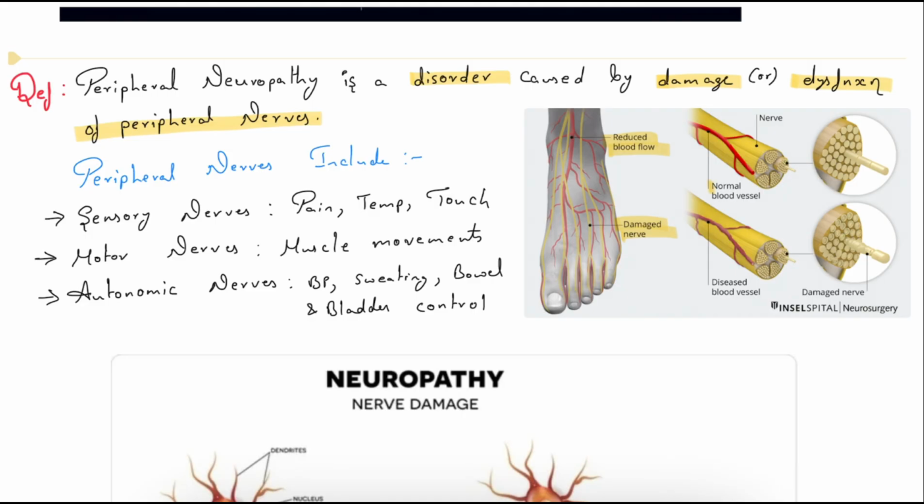Okay, so this is the nerve. You can see the nerve blood supply. Here is what we call the nerve fiber. Here we have the nerve fiber, for example, this is the axon covered with myelin sheath. If there is any problem with this myelin sheath, then we call that a damaged nerve. These are the damaged nerves we can see. Then it will cause dysfunction of that nerve's function. The peripheral nerves include sensory nerves, motor nerves, and autonomic nerves.